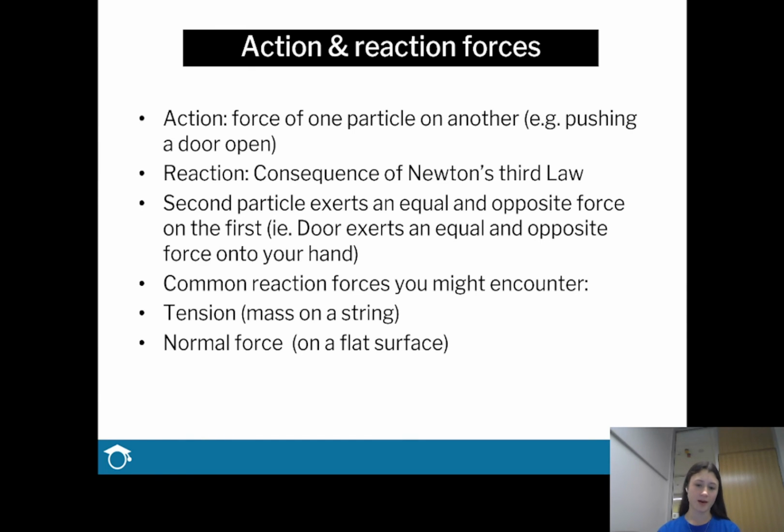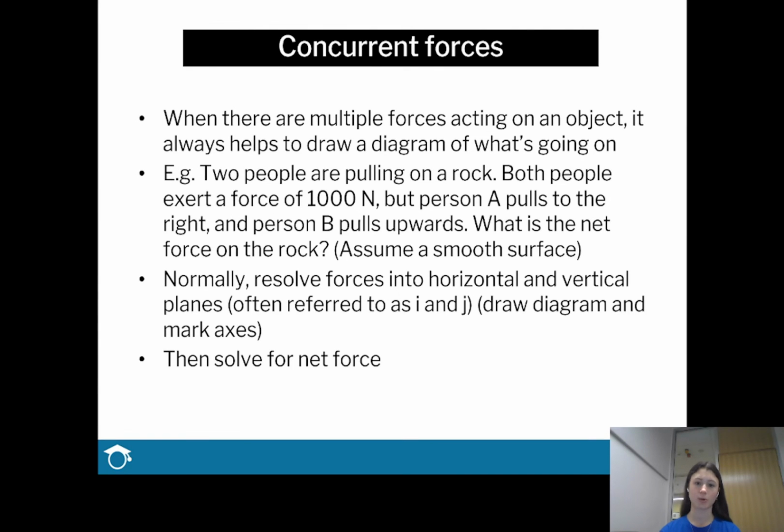Okay. The common reaction forces that you might encounter are tension and normal force. Those are the kind of forces you're going to be asked to calculate for these questions.